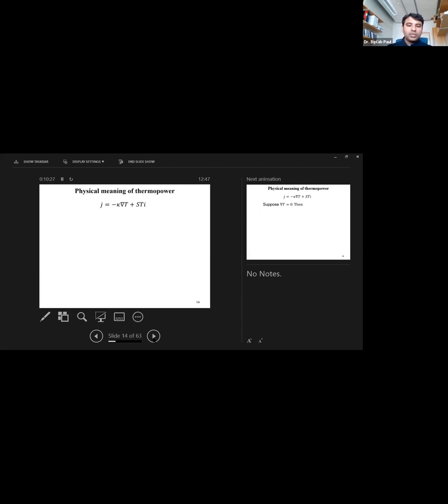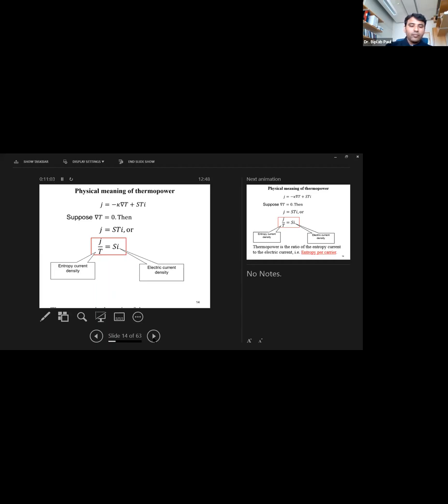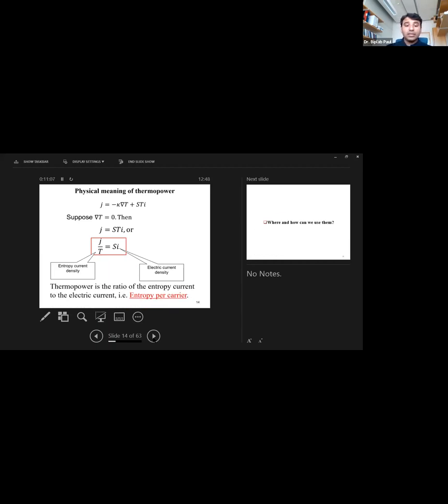Before, I discussed the Seebeck coefficient. What is the Seebeck coefficient? Now we try to understand physically what is the physical meaning of thermopower. So we take that equation for heat flux density. When temperature gradient is 0, then heat flux is equal to the Seebeck coefficient times absolute temperature times current density. From that we get this expression. This is actually entropy current density and this is electric current density. So thermopower or Seebeck coefficient is the ratio of the entropy current to the electric current. That is, you can say entropy per carrier. That means energy carried by each charge carrier is the Seebeck coefficient.